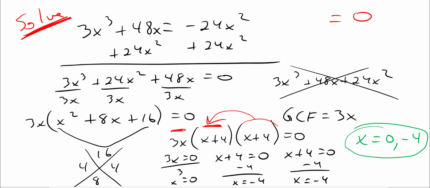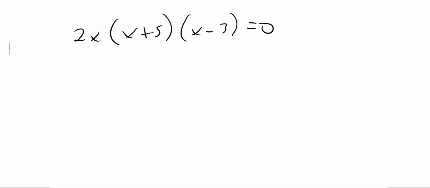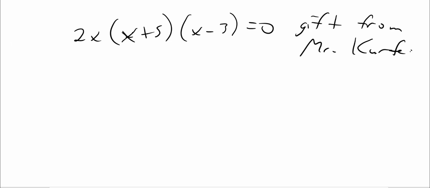Okay, so that was kind of like the most complicated one. But remember, just to kind of refresh your brains a little bit here, if I give you guys a problem that looks like it's already solved, so 2x, x plus 5, x minus 3 equals 0. Guys, again, this is a gift. Gift from Mr. Kerfus. Okay, gift from me. How generous of me.